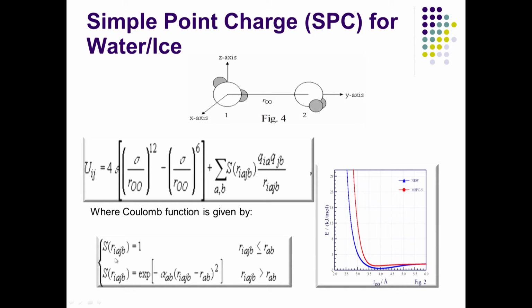Now, if you look at here, you can also look at S, R_ij, A and R_ij, B. We are looking at some cutoffs here. If it is less than or equal to R_ij, A, then it is 1, and if it goes beyond that, then there is an exponential decay term which is put here.